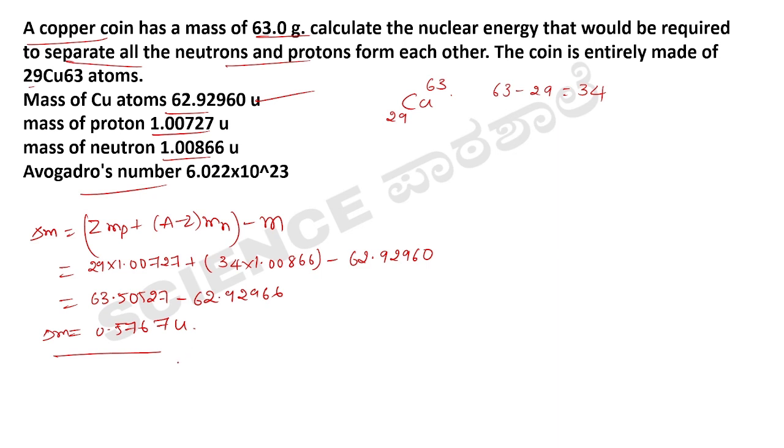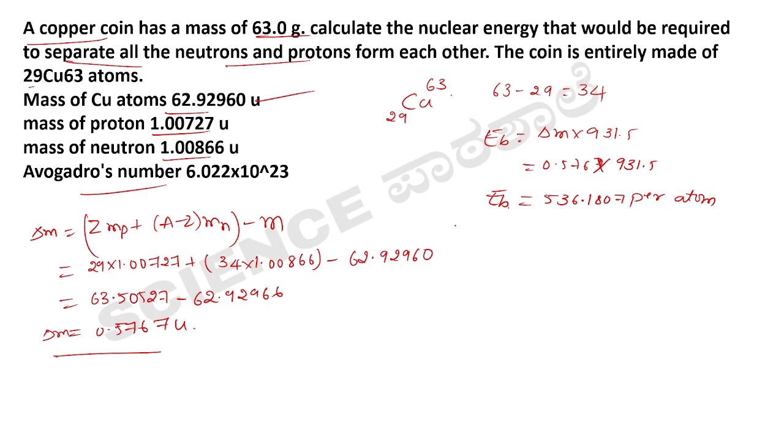Then we have to calculate EB, the binding energy. EB is equal to delta M into 931.5. So 0.5767 into 931.5 gives you something like 536.1807. This is for per atom. The binding energy per atom is 536.1807.